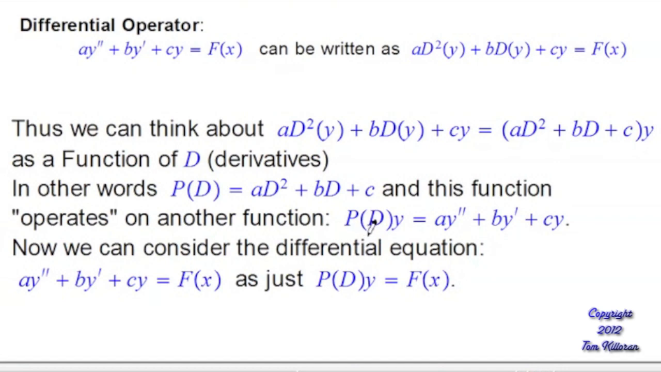For instance, if we operate p of D on y, we come back to our original differential equation: second derivative of y, first derivative of y, and y by itself, and then the a, b, c coefficients. So now we can take the entire differential equation and rewrite it as p of D operating on y is equal to our input function f of x. It's just a neat notation to make things a little bit easier in a second.